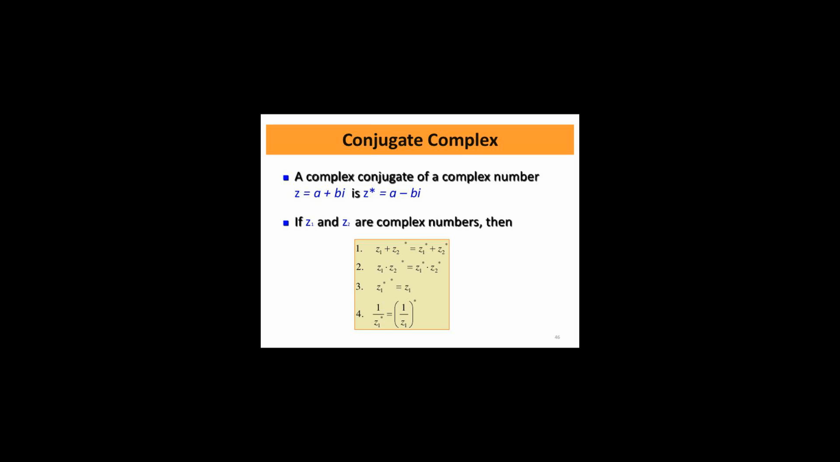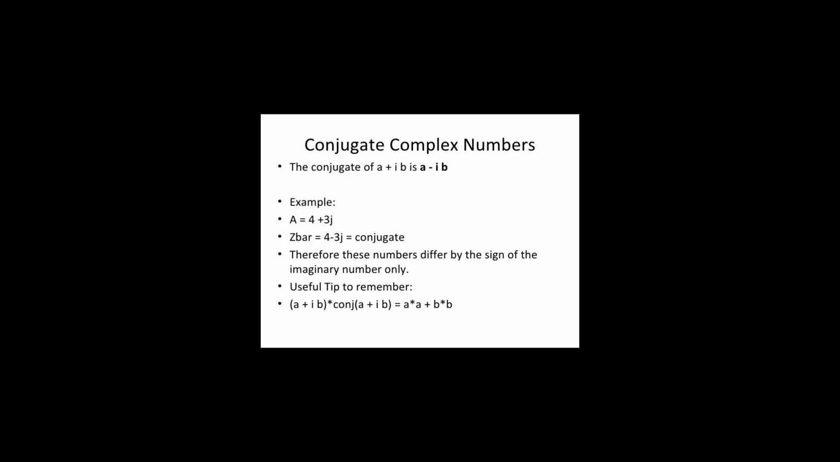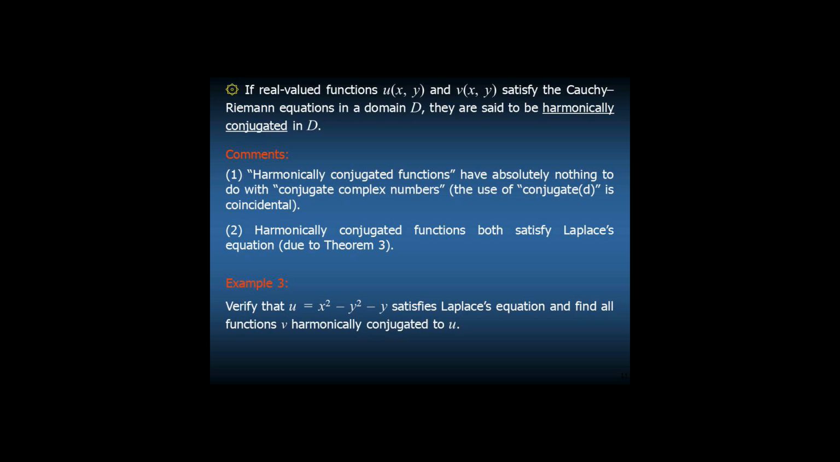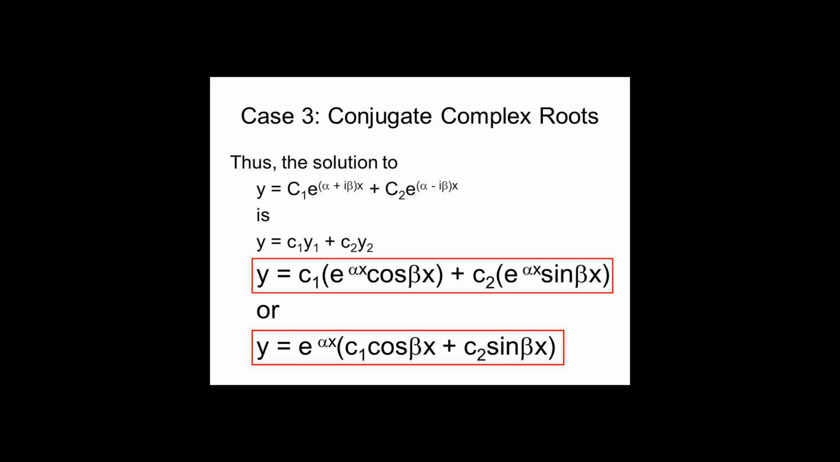Imaginary part: y equals Im(z) equals (z minus z̄) over 2i. Modulus or absolute value: ρ equals |z| equals the square root of z z̄.